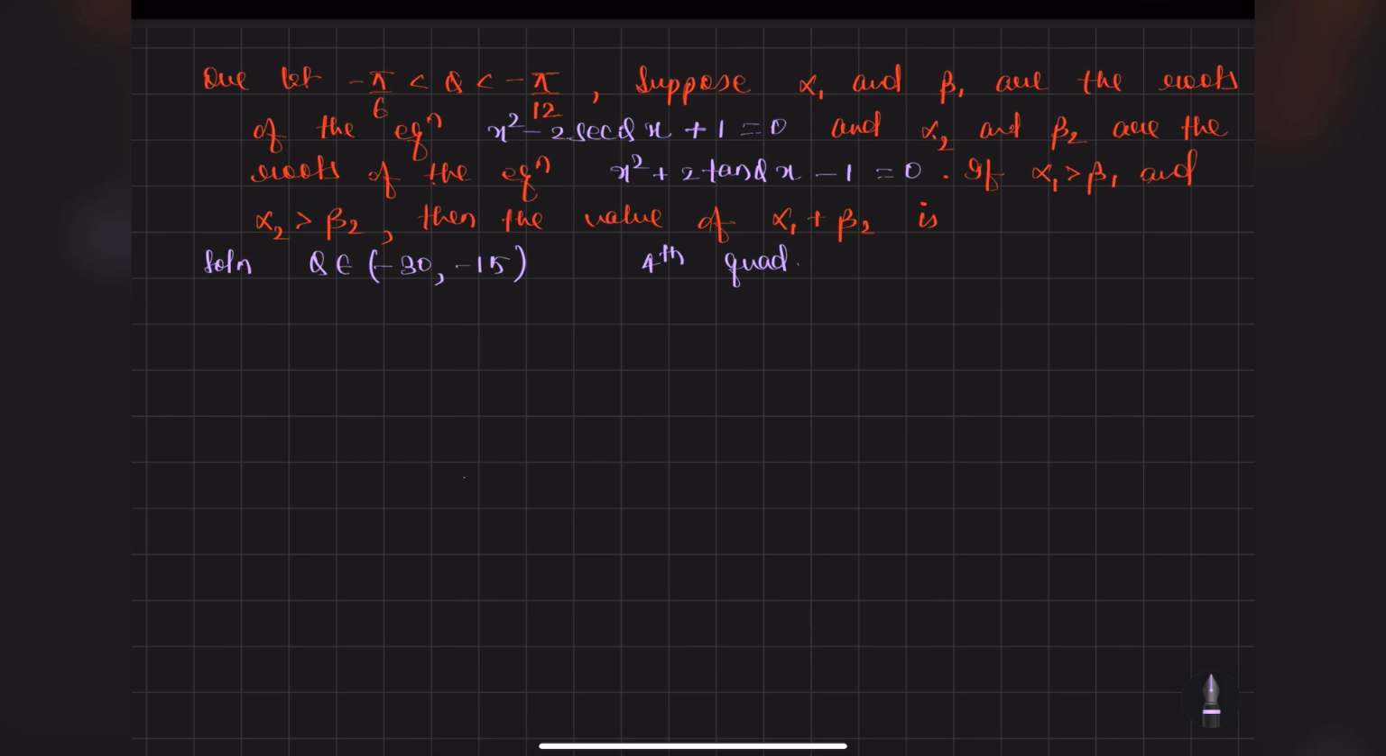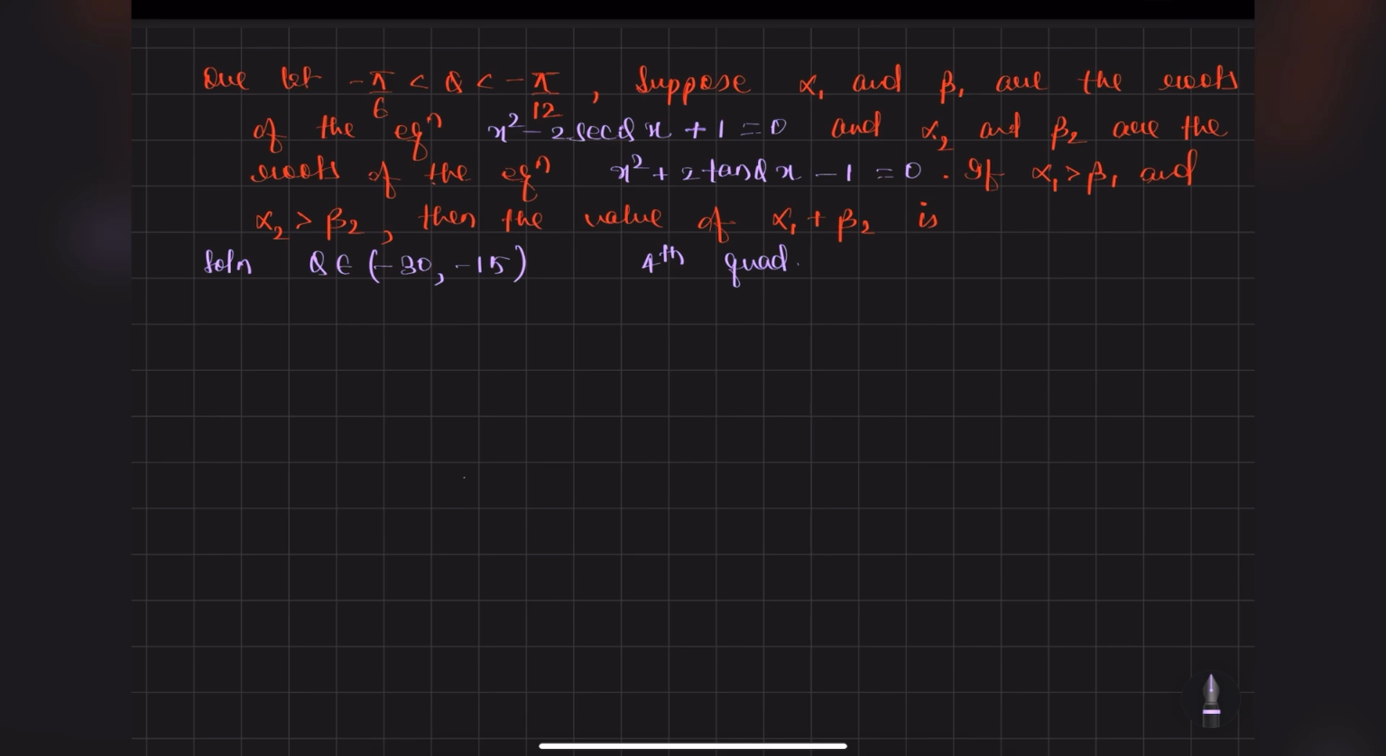Suppose alpha 1 and beta 1 are the roots of this equation, the zeros of the first equation x square minus 2 sec theta x plus 1. Then alpha 2 and beta 2 are the zeros of this quadratic equation. They are saying that alpha 1 is greater than beta 1 and alpha 2 is also greater than beta 2, and you have to find out alpha 1 plus beta 2. Okay, we'll fix this problem.